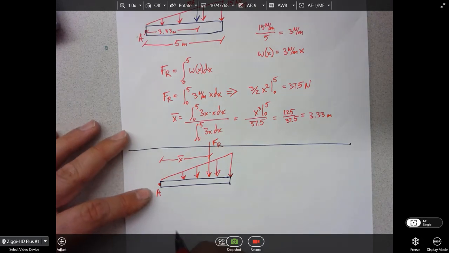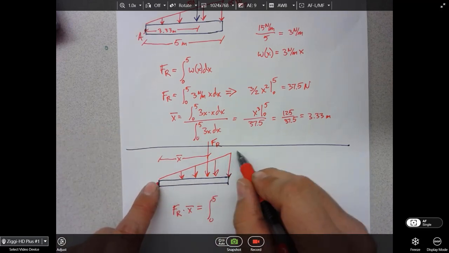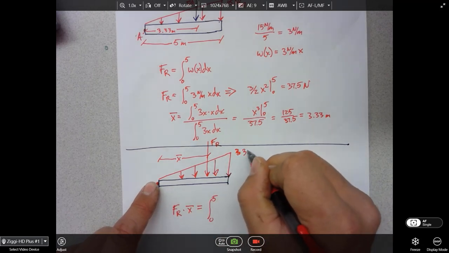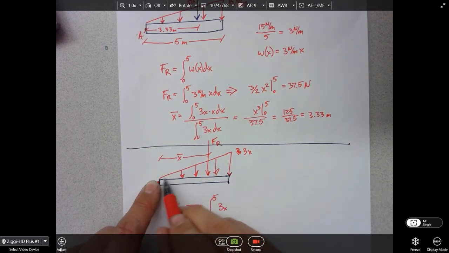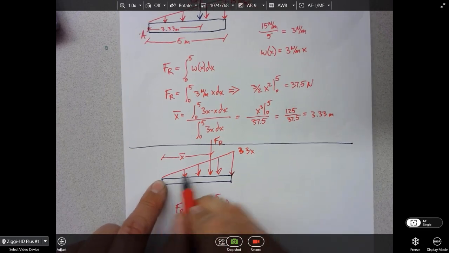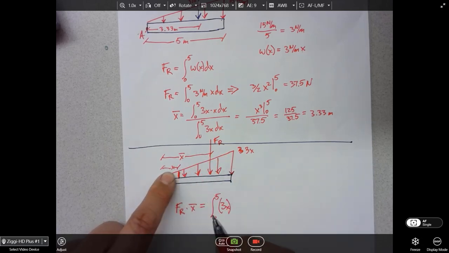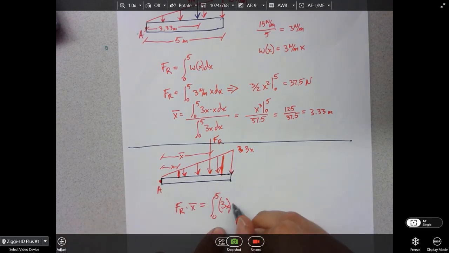So what we're saying here is that our resultant force times x bar has to be equal to what we said our moment was, which is this integral over the length of this function, w(x), which in this case we're saying is 3x. That gives us the magnitude at each point along it, and then we need to multiply it by its individual x distance. If I take this little slice here, it's going to have x. And if I take this little slice down here, it'll have a different x. So then I need to multiply it by x.